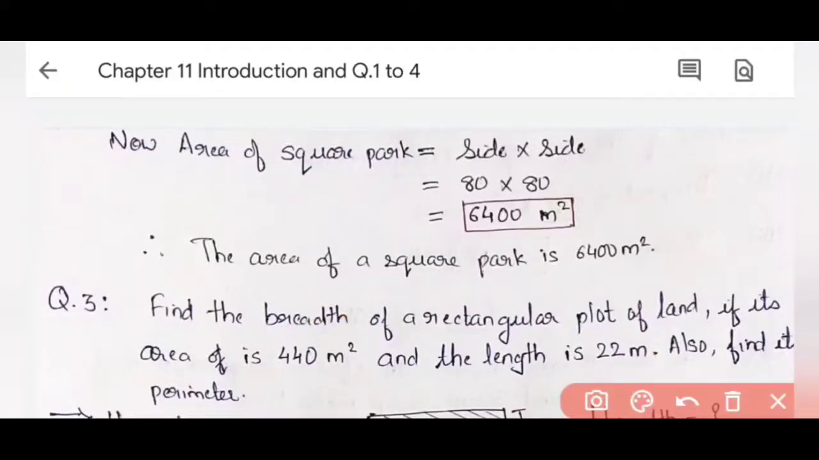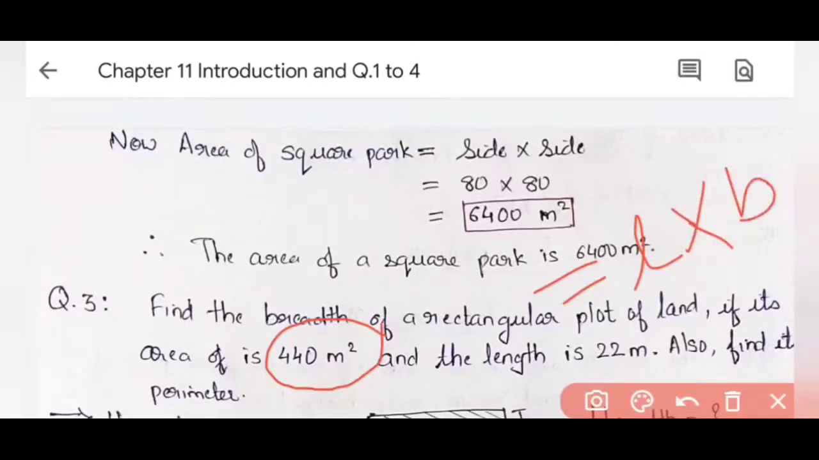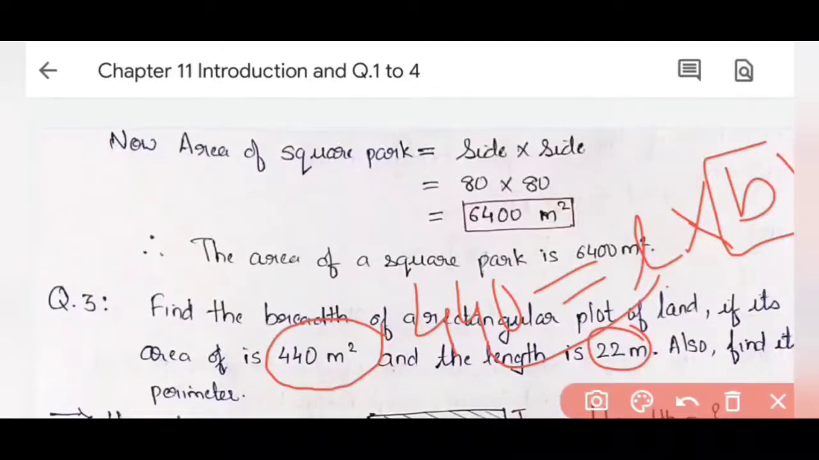So what will I do? I will look for the formula for area, and you know area of rectangle is equal to length into breadth. And what is area? 440. So I will keep breadth as it is. Length they have given us 22. I will divide 440 by it and I will get the breadth. And finally I will place it in the formula of perimeter and I will find the perimeter. So let us move forward.